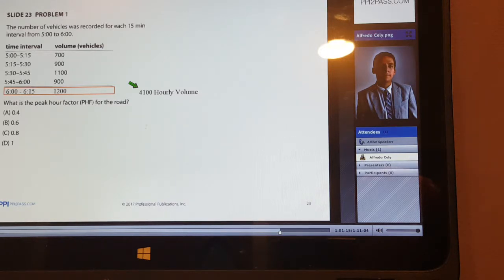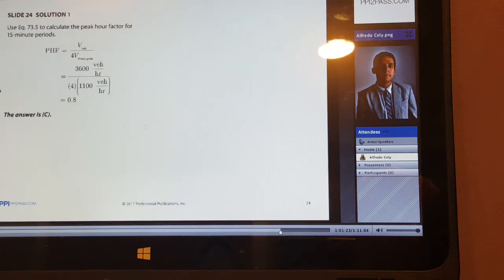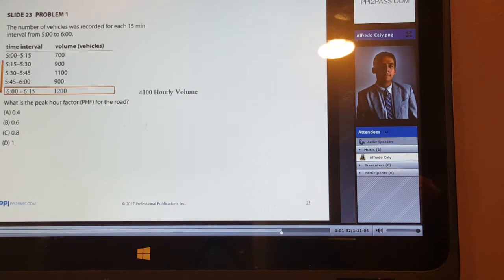So that means our hourly volume is shown right here. Now, if we were to determine the peak hour factor for hourly volume, we need to use the same equations. So volume in vehicles per hour for the entire hour, in our adjusted case, is 4100. And our peak 15-minute volume is 1200.